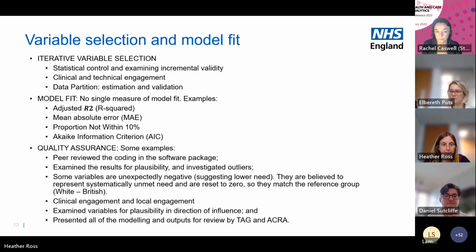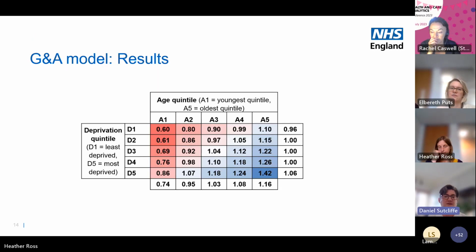Next slide. So this is some of the results from the GNA model, looking at age quintile by deprivation quintile. You can see that the results are, as you might expect: the least deprived and youngest age groups have the lowest need indices, and as we go through to the older groups and more deprived groups, there's a general trend towards higher need indices. So from a face validity perspective, the results are what you might expect.